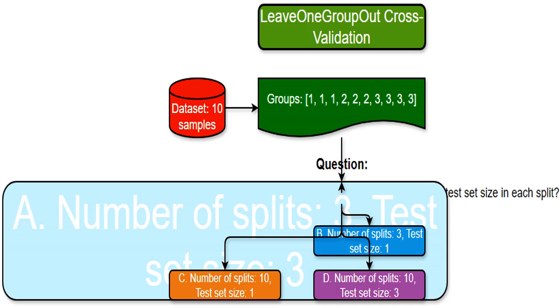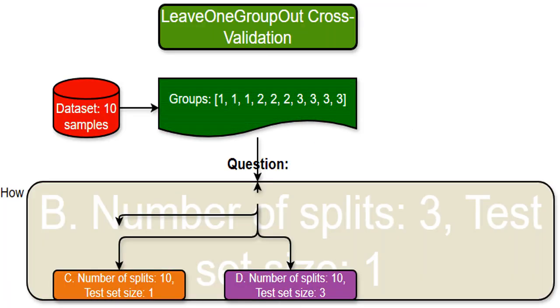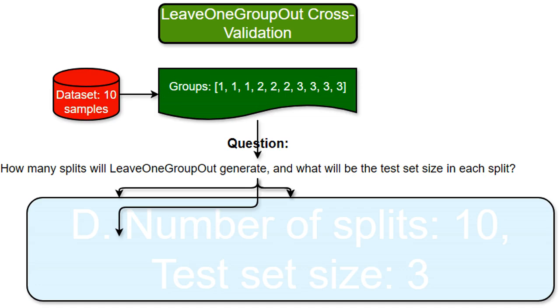This option says we'll get 3 splits and each split will have 1 sample in the test set. That's not quite right. I'll explain why shortly. This suggests 10 splits, 1 for each sample. That's incorrect. LOGO doesn't work sample by sample, it operates on entire groups. Again, this option gets the number of splits wrong.